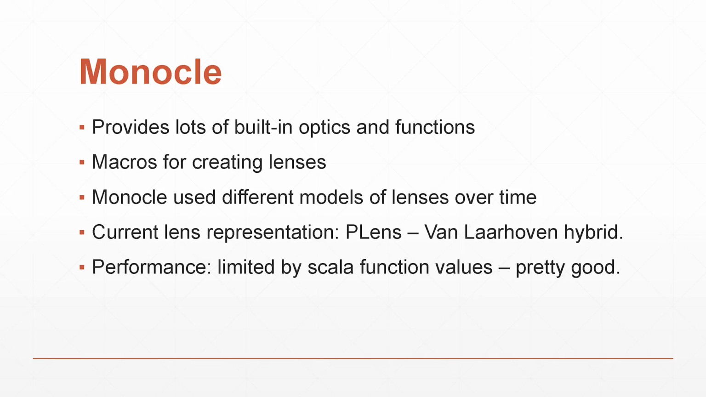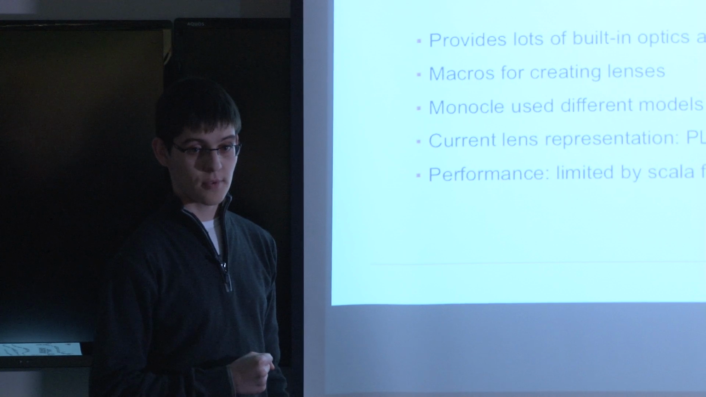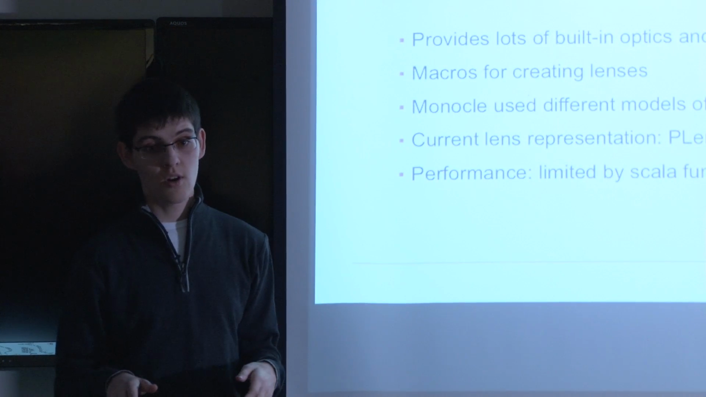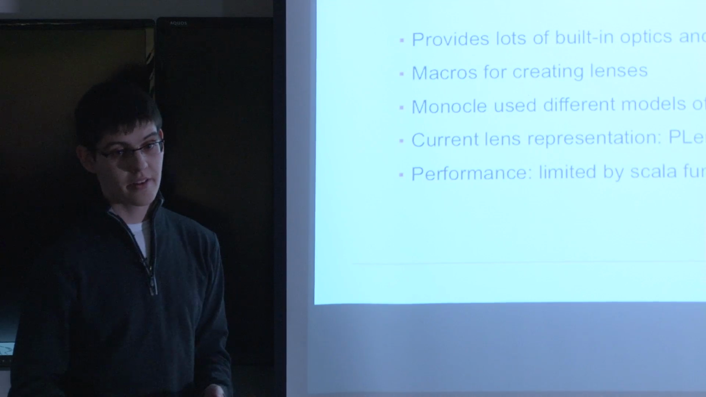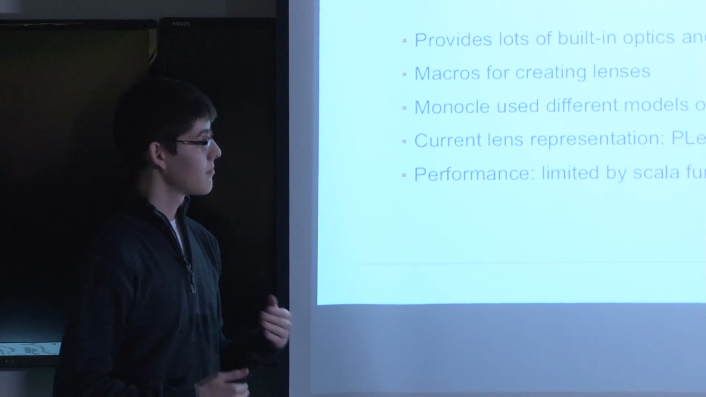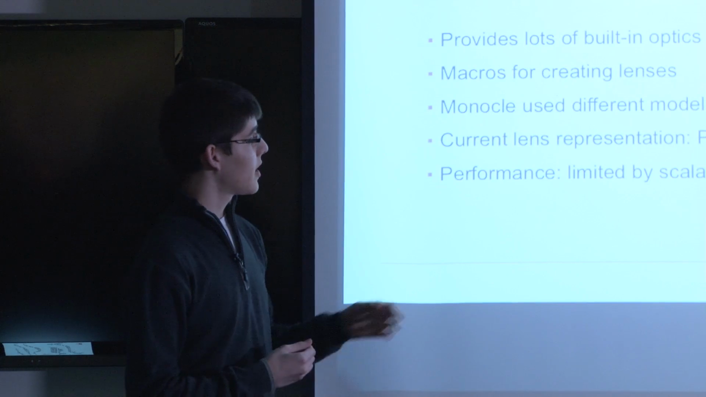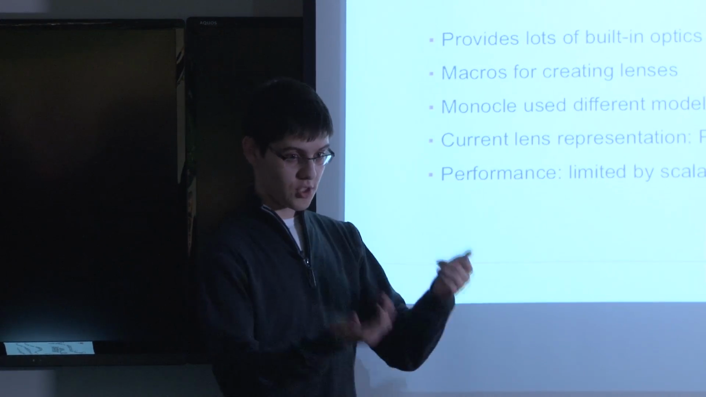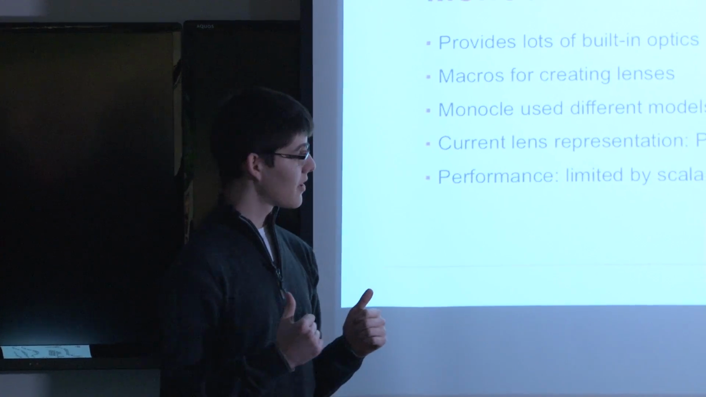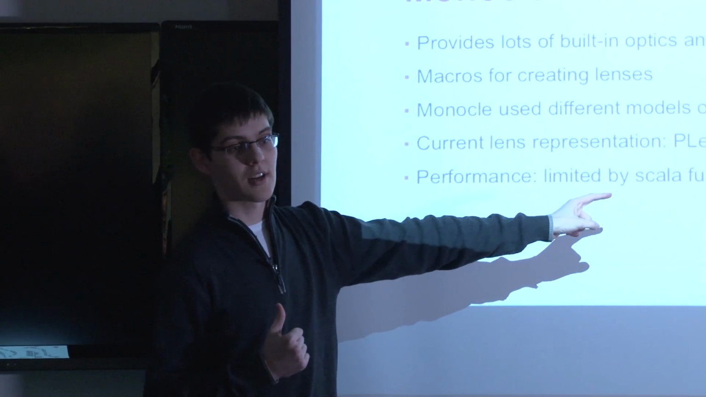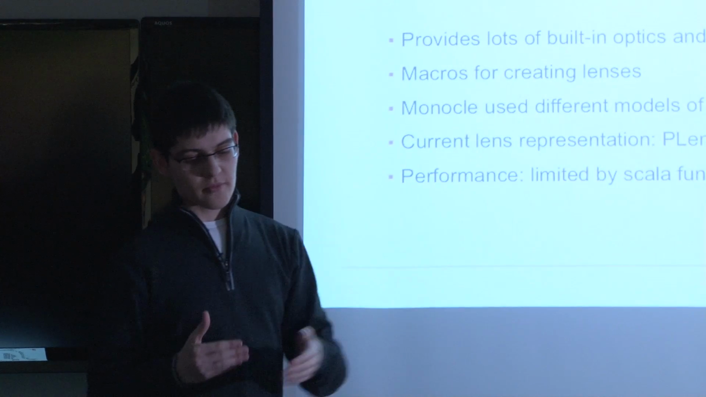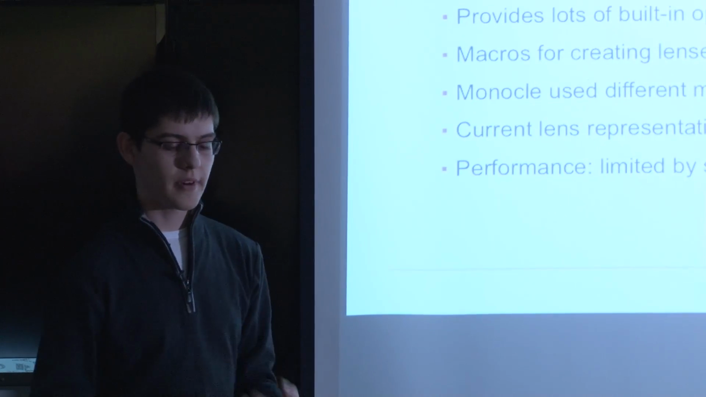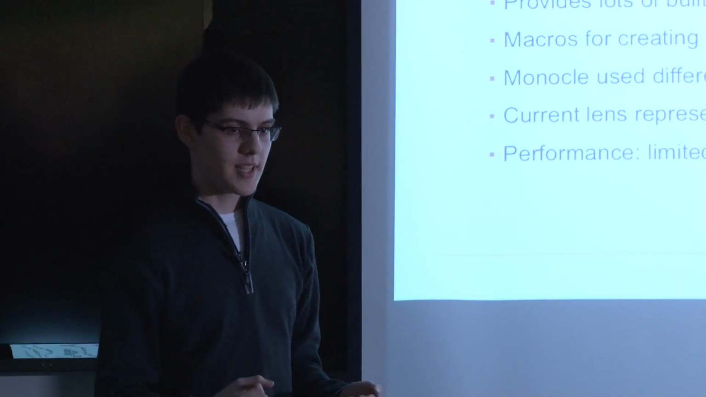Monocle used different models over time for lenses. For example, the model we saw at the start, just a getter and a setter, or the polymorphic lens, where we can change the type in the middle. And now it uses a hybrid between what I showed you at the start, P-lens, and what I showed now, Van Laarhoven. Van Laarhoven lenses are really good because you can modify very efficiently.